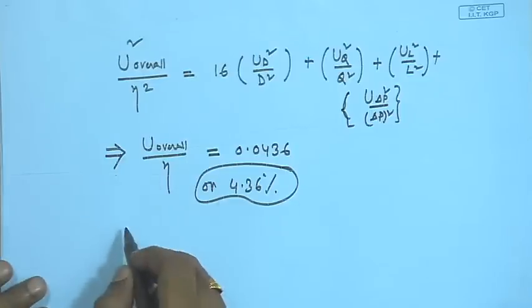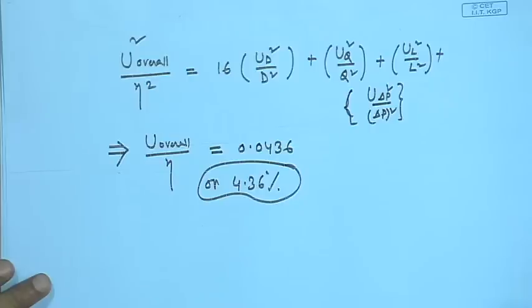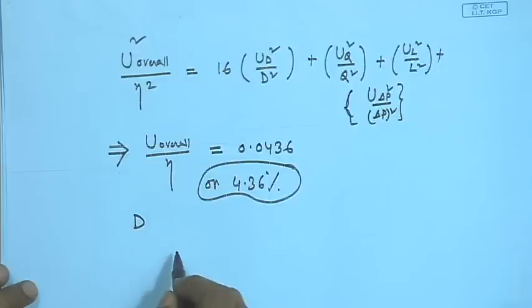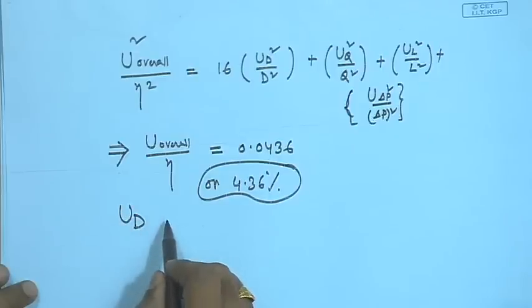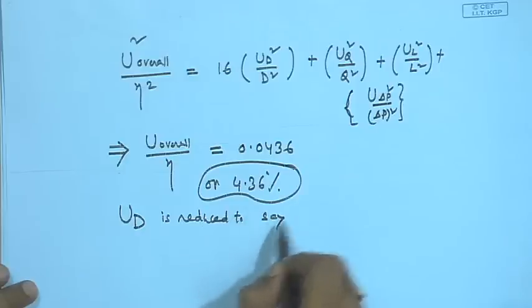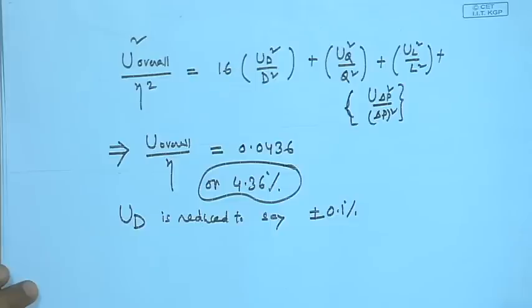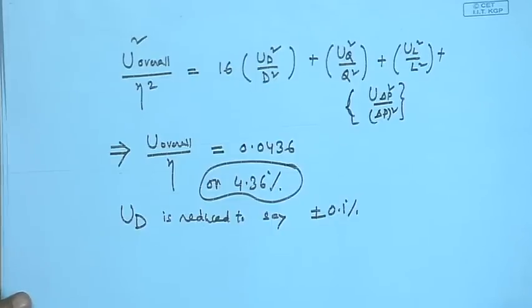Now, if we ask again that the uncertainty in the measurement of diameter is reduced to, say, plus minus 0.1% by using very improved instruments, what will be its effect on the overall uncertainty?